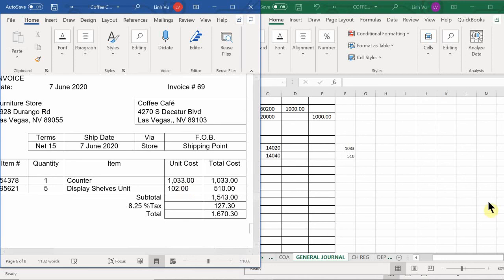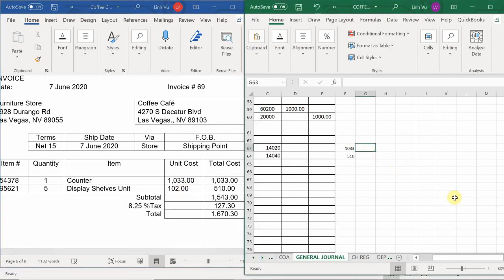So in this case, I'm going to figure out my tax amount for my counter, which is 8.25%, right? And then I'm also going to do the same thing for my display shelves. But you're going to have the problem from the decimal again. So in this case, you're supposed to round. Okay, let's take a look.